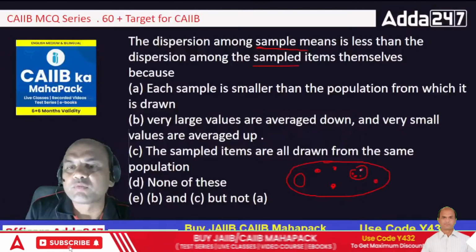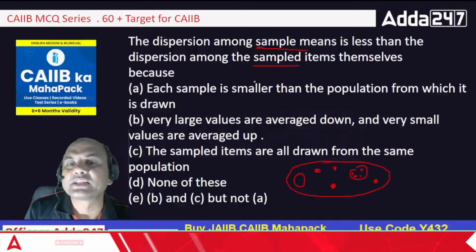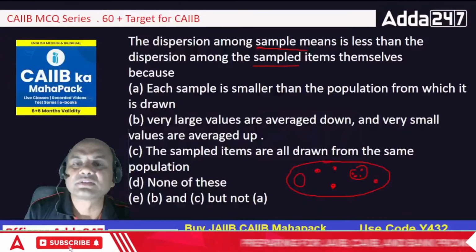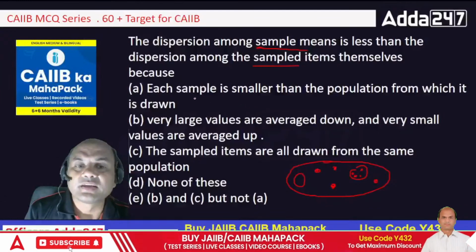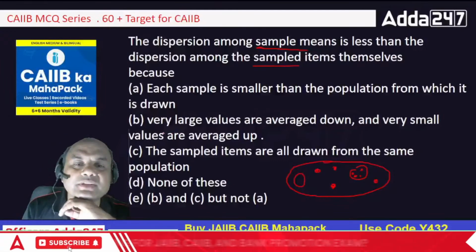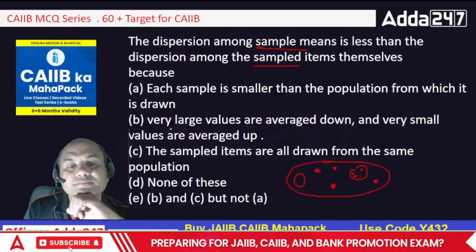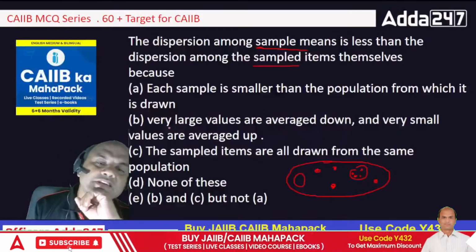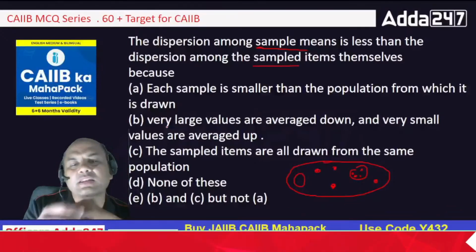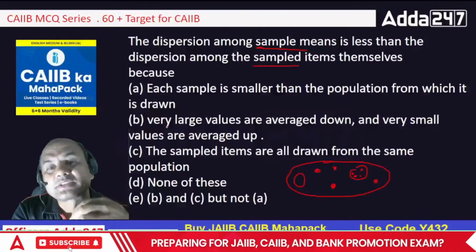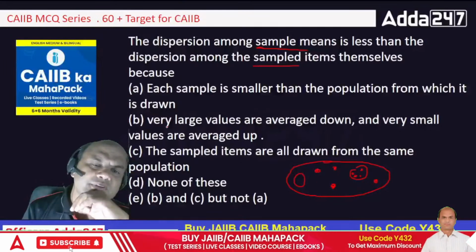Why will it have a smaller gap? Less dispersion. Why will it have a smaller gap? Is the reason A or B or C? Let me see how many of you are trying. How many of you are getting this? Anyone? What do you think is the correct answer? The dispersion among the samples is lesser. What is the correct answer for this?